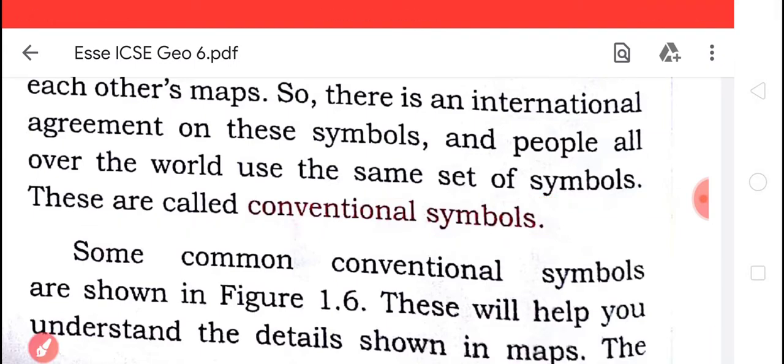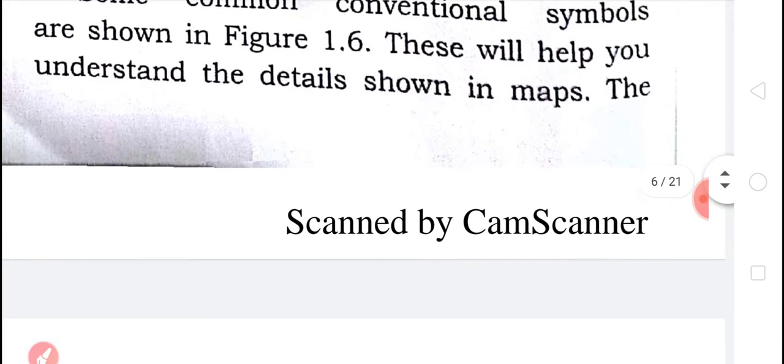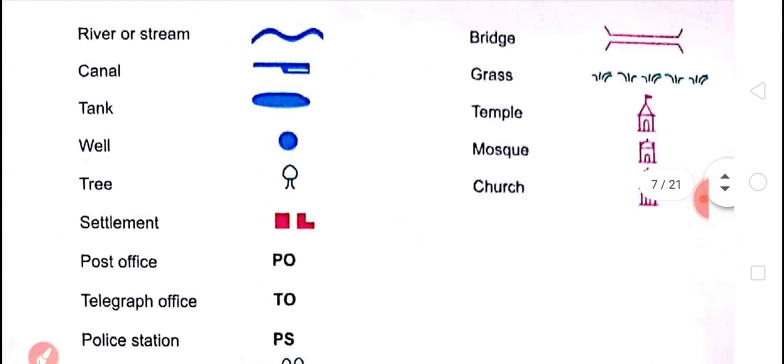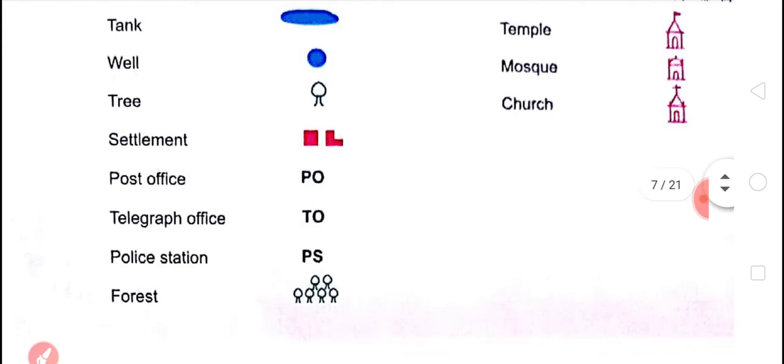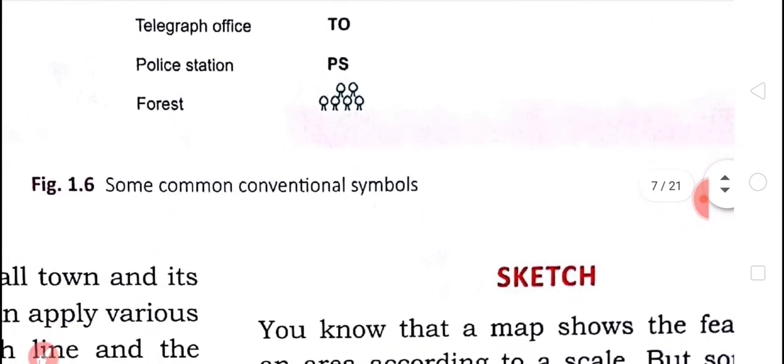Some common conventional symbols or figures are shown in Figure 1.6. These will help us to understand the map. See, these are the conventional symbols. If we want to show the temple, we will use these conventional symbols. To show the bridge, grass, settlement, post office, telegraph, police station, we use all these symbols, and these are called the conventional symbols.